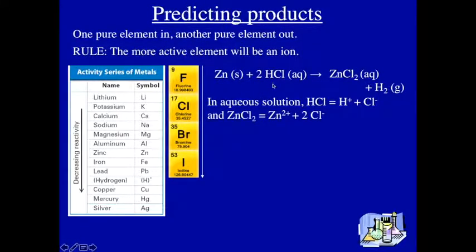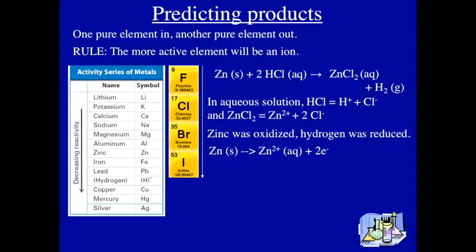Therefore, you would have zinc lose 2 electrons. One of those electrons would go to one hydrogen, the other electron would go to the other hydrogen, and therefore we have hydrogen gas, which now has a neutral charge coming out, and zinc chloride, where zinc has a +2 charge. So zinc was oxidized, hydrogen was reduced.